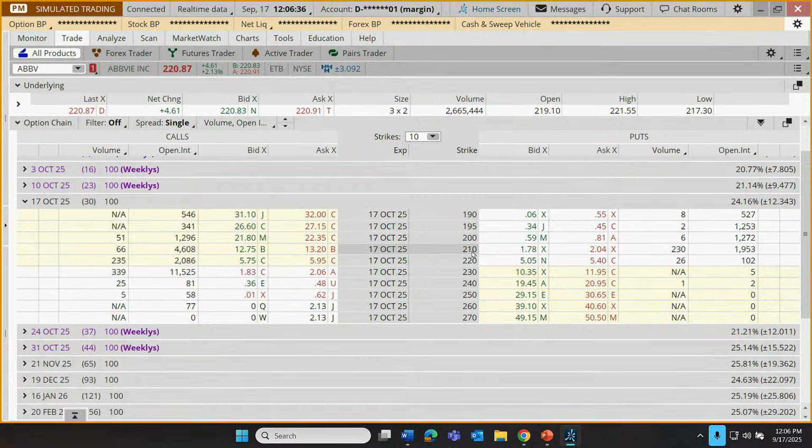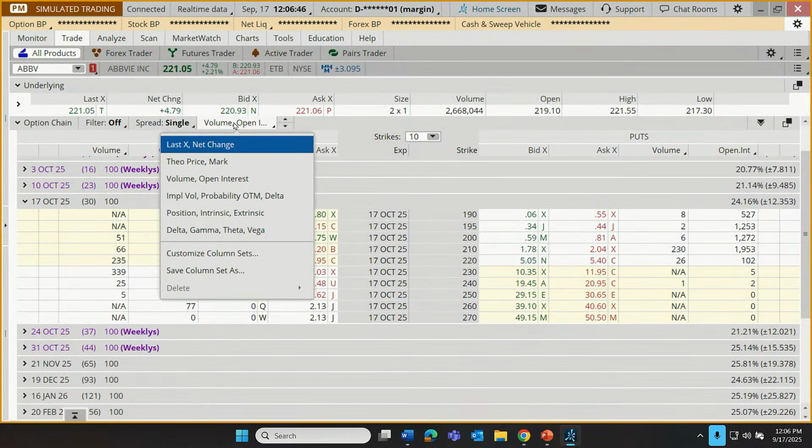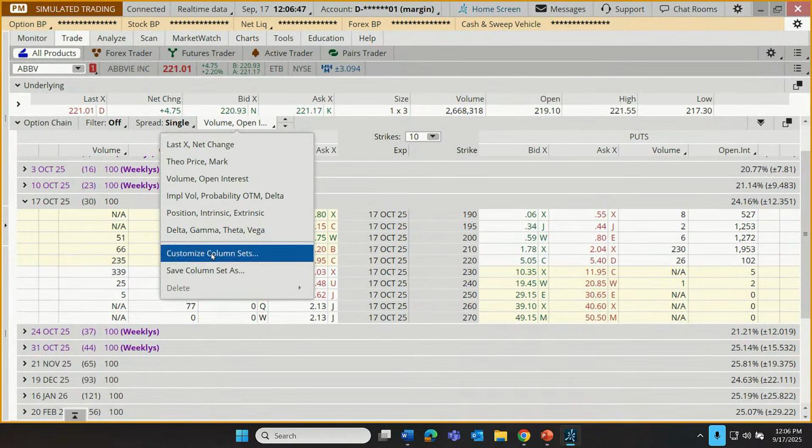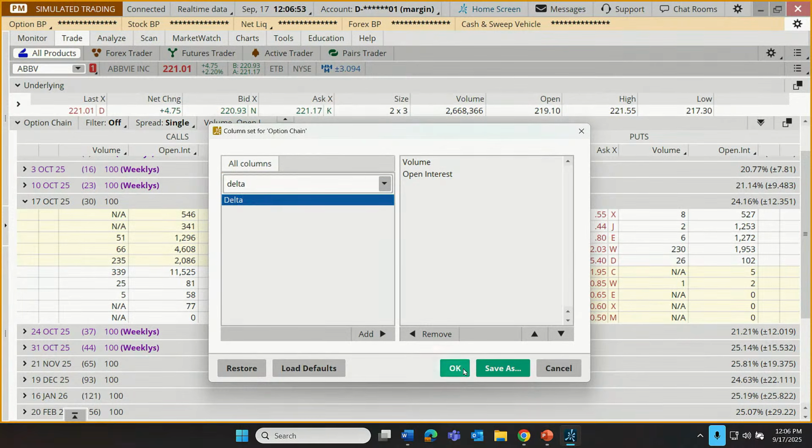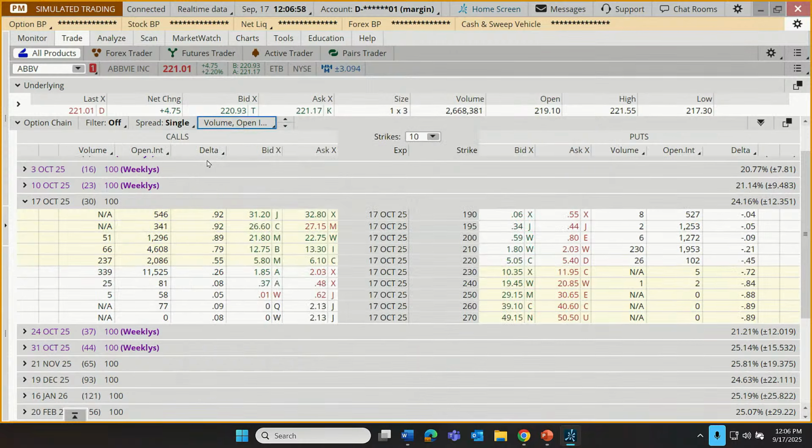There's one column that a lot of you probably already have loaded on your chain here, but let's add it. Let's pop up here to where it says volume and open interest, and I'm going to customize this column set to use a Greek known as delta. Let's add that to our chart. I'm just going to click add. Let's click OK. So now we see this column here right next to our bid price and our ask price.